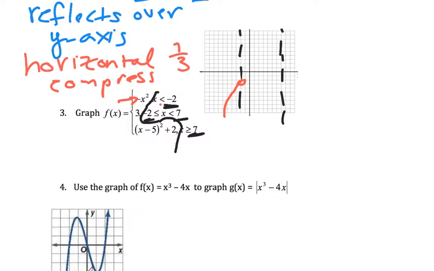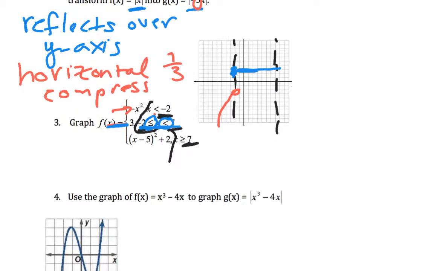And then we'll do the second one in blue here. It's y equals 3, so that's going to be in the middle region from -2 to 7 on the x. So 3, 1, 2, 3. And notice it's closed on the 2, and it is open on the 7. Keep this open over here.